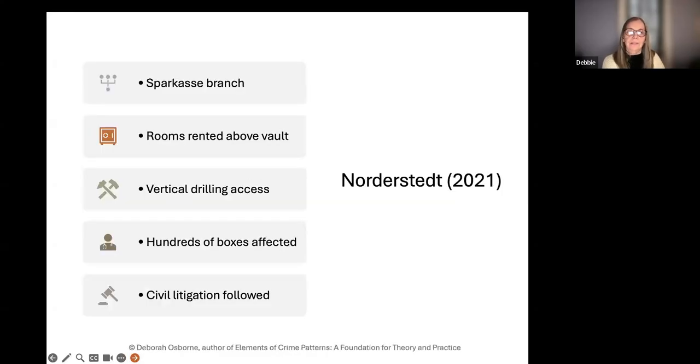Next slide. So the same bank type branch, not the exact location, but the same bank. Rooms rented above the vault. Vertical drilling access, hundreds of boxes affected. And then the litigation, which you said is likely, to this first newest crime, it just happened weeks ago. And so next slide.